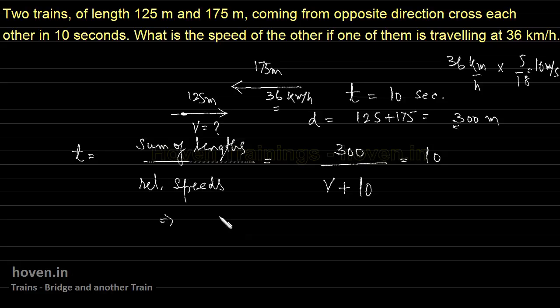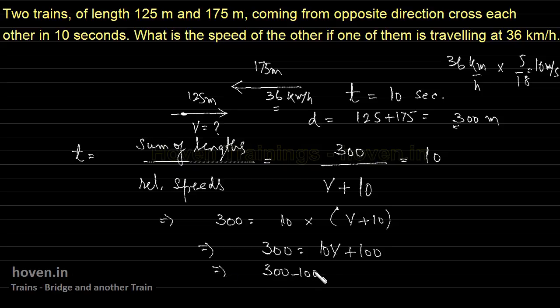Now we have to simply solve it. 300 is equal to 10 multiplied by v plus 10, which implies 300 is equal to 10v plus 100, which implies 300 minus 100 is equal to 10v. This 100 is brought this side, which implies 200 is equal to 10v, and which finally gives v is equal to 20 meters per second as the answer. So this is how we can solve this. We'll take more complicated examples in our next lecture. Thank you.